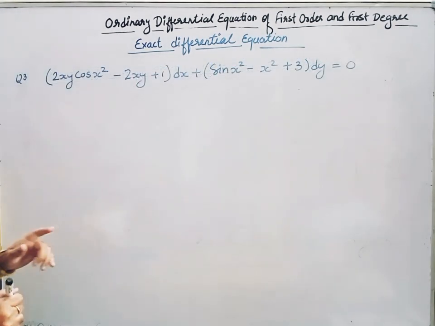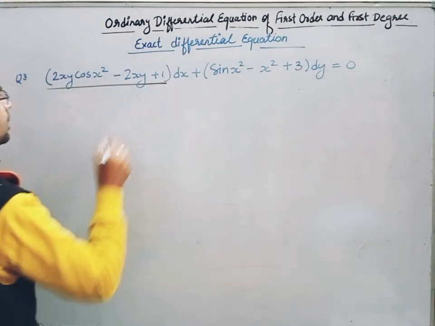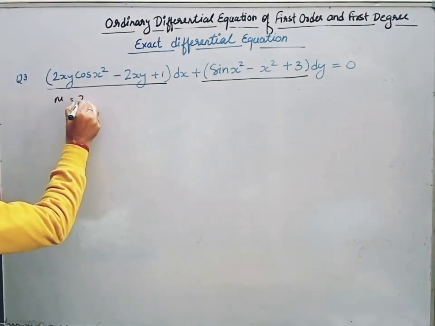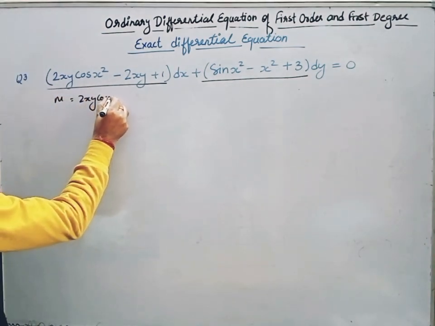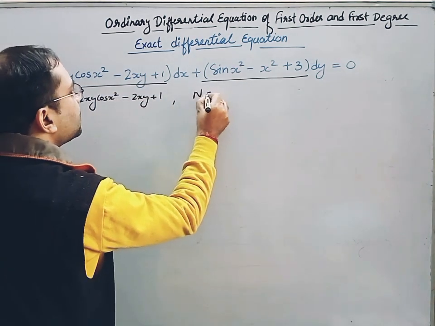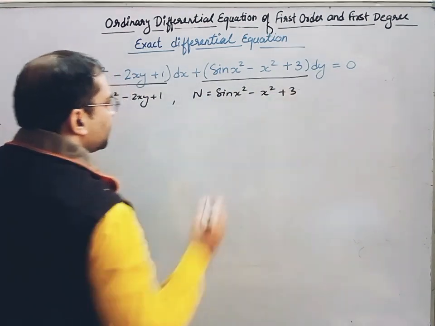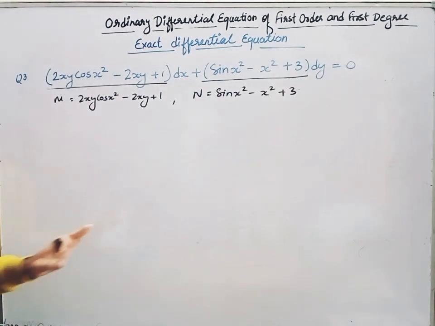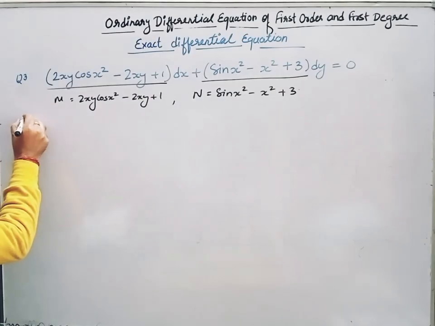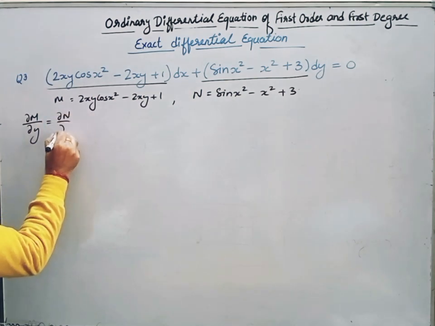Here we can see this is in the form m dx plus n dy, where this is m and this will be n. So let me write, m is 2xy cos of x square minus 2xy plus 1, and n is sine of x square minus x square plus 3. We need to identify whether this is an exact differential equation or not by checking the condition. The condition is del m upon del y should be equal to del n upon del x.